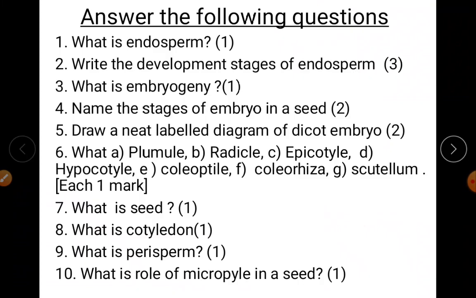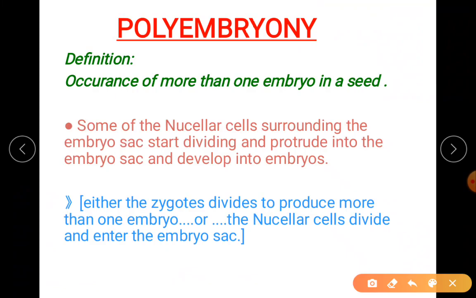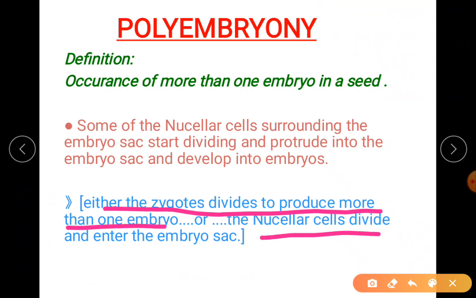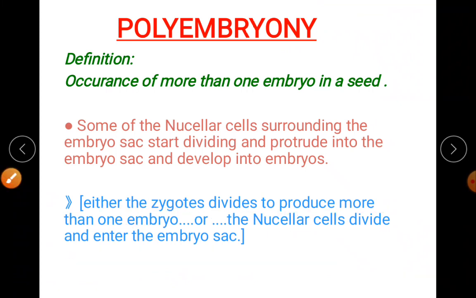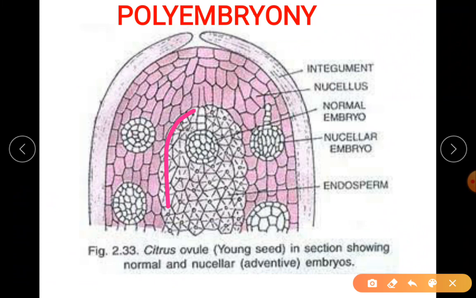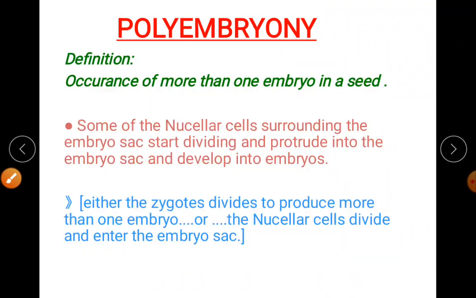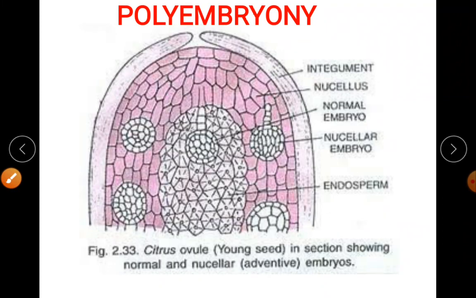So you can understand here, either the zygote divides to produce more than one embryo, or the nucellar cells divide and enter the embryo sac. This is actually your embryo sac that has now developed into your endosperm. This is the nucellar region itself. So this is how polyembryony is formed.